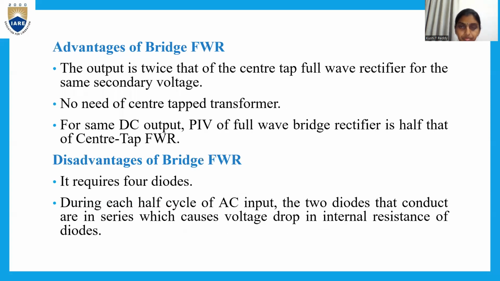So what are the main advantages of the full wave bridge rectifier? The output is twice that of the center tapped full wave rectifier for the same secondary voltage, and there is no need of a center tapped transformer. For the same DC output, the peak inverse voltage of the full wave bridge rectifier is half that of the center tapped full wave rectifier. Coming to the disadvantages, it requires 4 diodes, and during each half cycle of AC input, the 2 diodes that conduct are in series, which causes a voltage drop in the internal resistance of the diodes. These are some of the advantages and disadvantages of a full wave bridge rectifier.